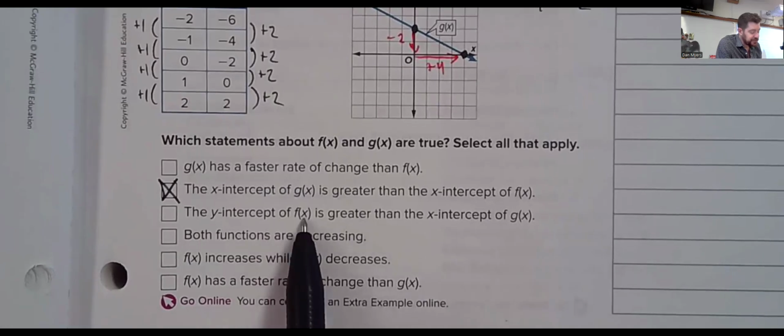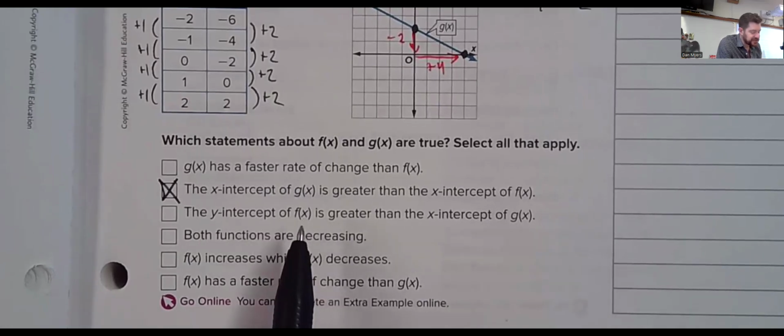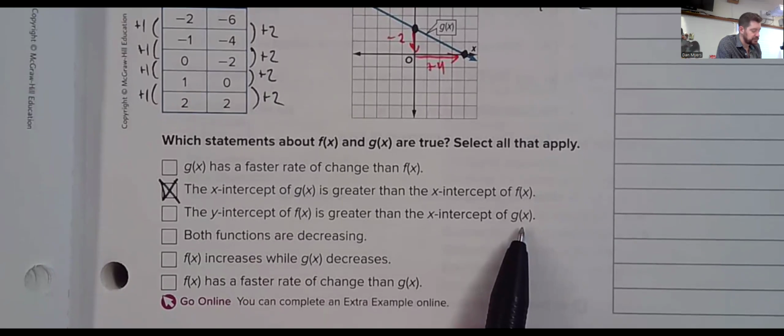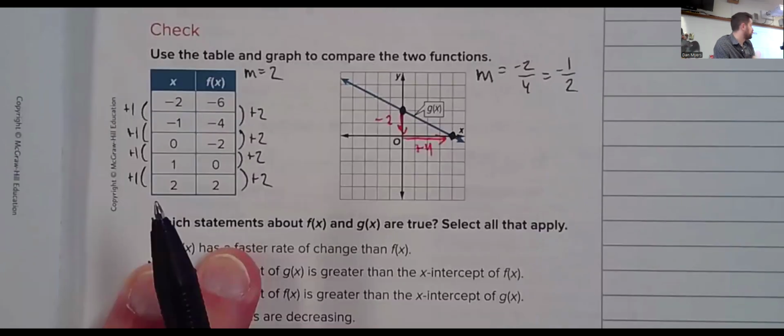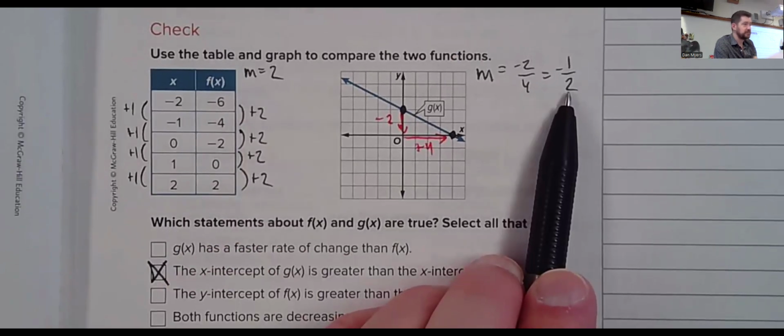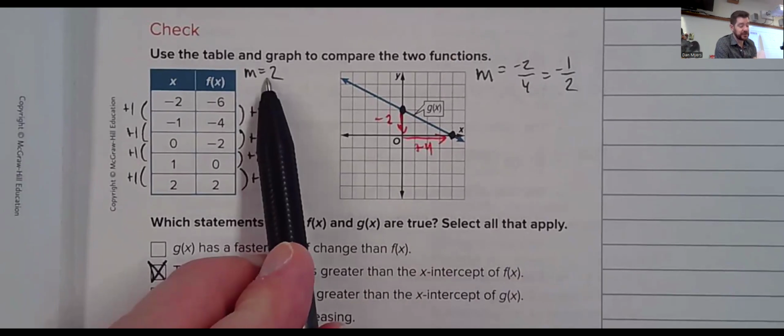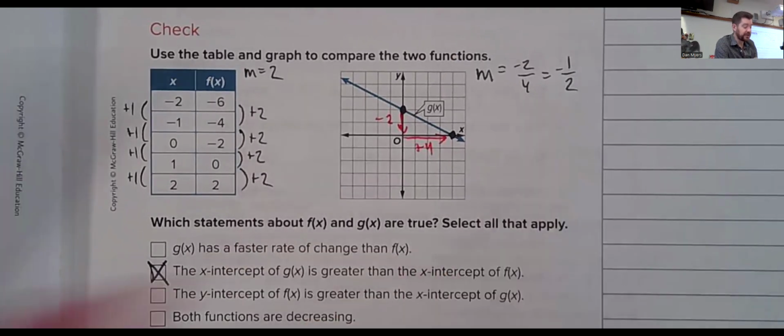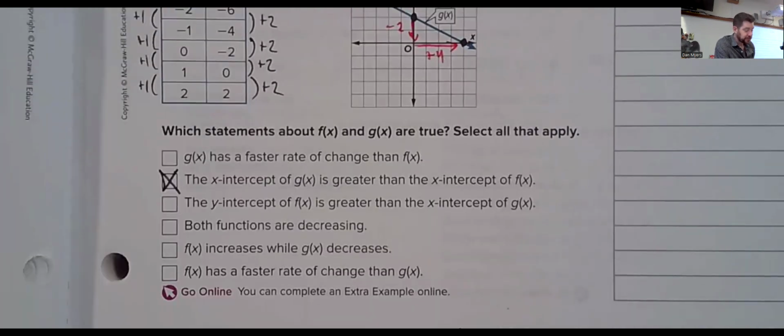So -2, +2. -2 is greater than +2? No, don't check that box. Both functions are decreasing. Is that true? 2 versus -1/2. Are they both decreasing? No, this one's increasing because it's a positive slope. Negative slope is decreasing. One of them is decreasing, but not both.